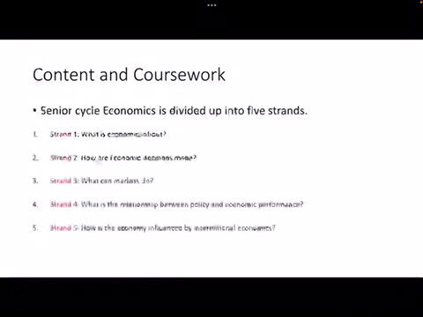For strand 5 then, we begin to look at how the economy is influenced by international economics. So if we take Ireland, Ireland is a small and open economy, and this has implications for our economic activity and performance, and for government policies and decisions. You will develop an understanding of how Ireland's economy is influenced by economic events and policies and development at European and international levels. Students consider how changes in the international economy have significant effects on our domestic economy here in Ireland.